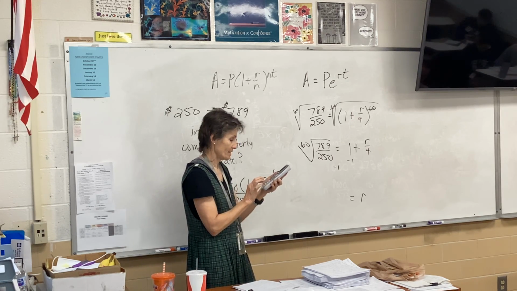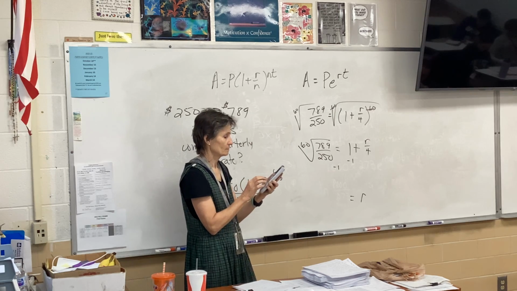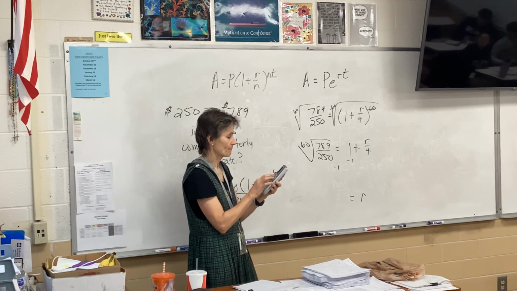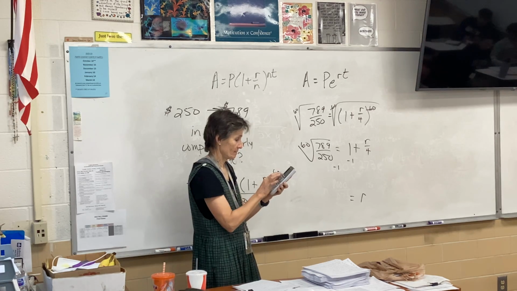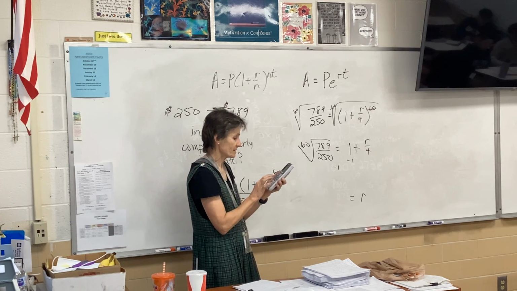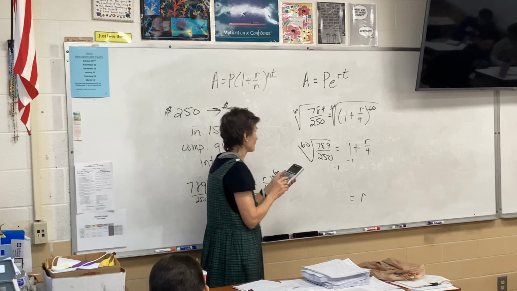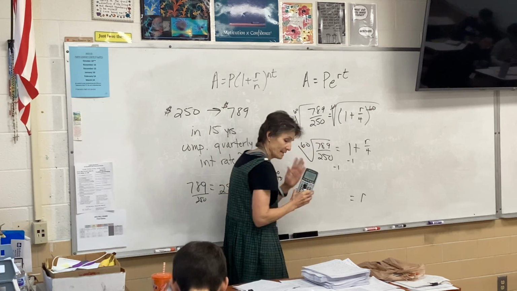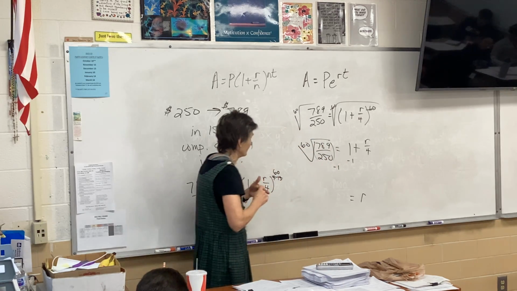789 divided by 250 equals, whoops. Oh, yeah. 60. I got an error because I forgot to put the first parentheses. Parentheses, 789 divided by 250. So when I put it in my calculator, you guys may not need to, but I need to have this in parentheses in my calculator.